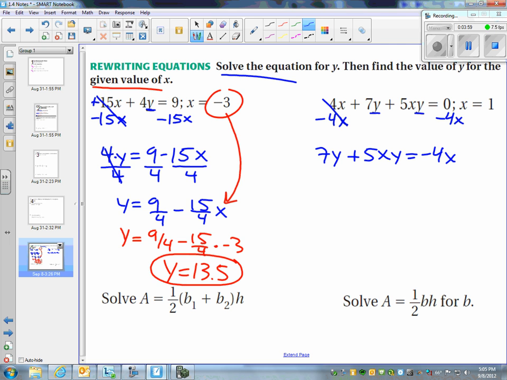Now, both of these have y's. If they both have y's, this is the opposite of the distributive property. It's called factoring. But if they both have a y, we can pull that y out.